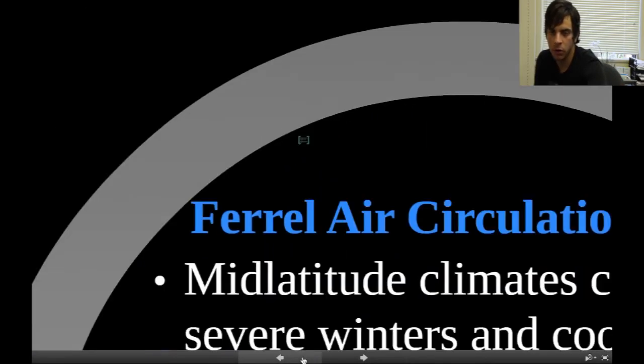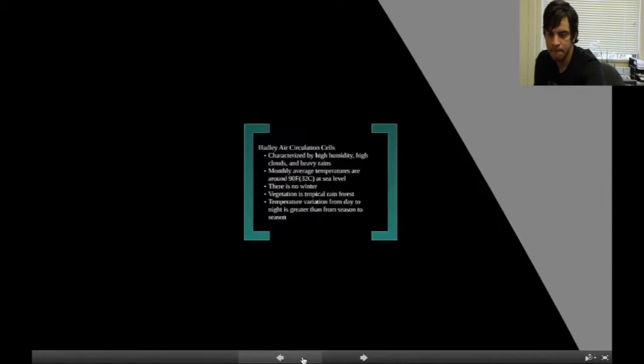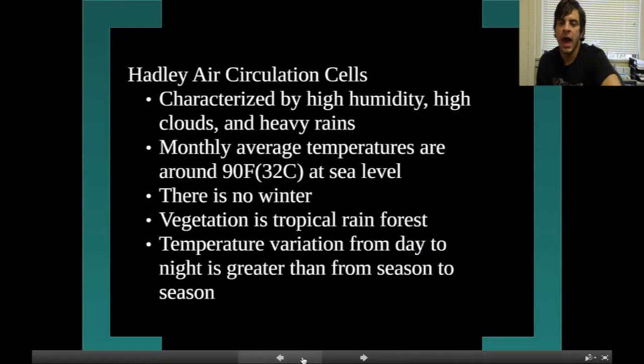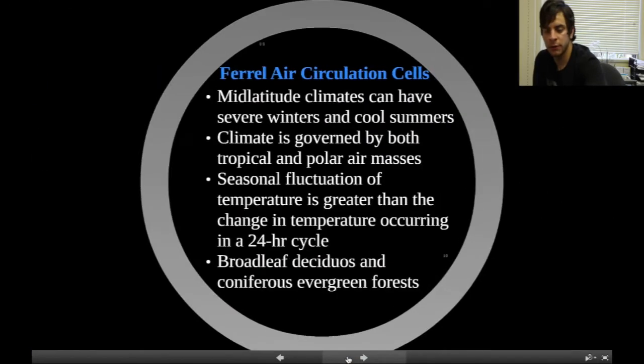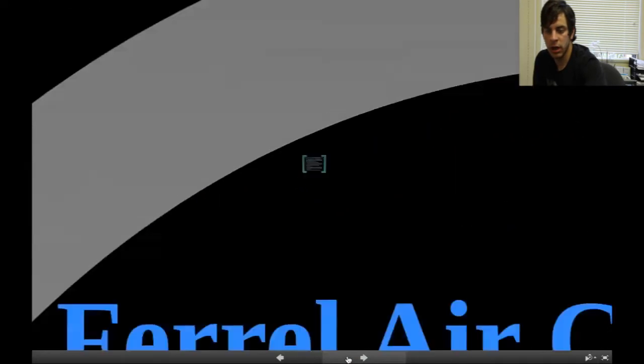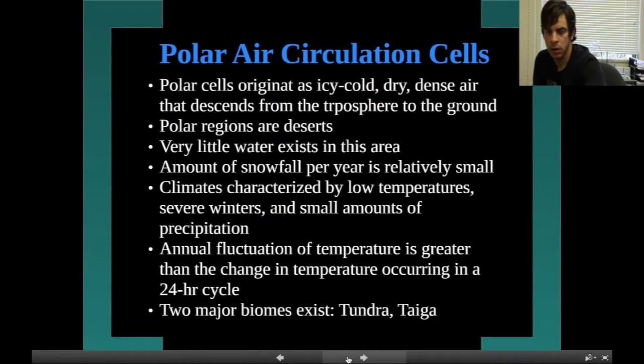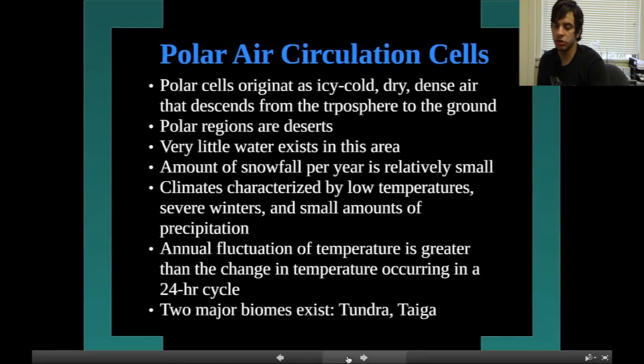So as we saw before, for the Hadley air circulation cells, temperature tends to change more during the day than throughout the year. But for the third type, for polar air circulation cells, it's the complete opposite. Temperature tends to change more throughout the year and the seasons than during the day. And two major biomes exist: the tundra and the taiga.